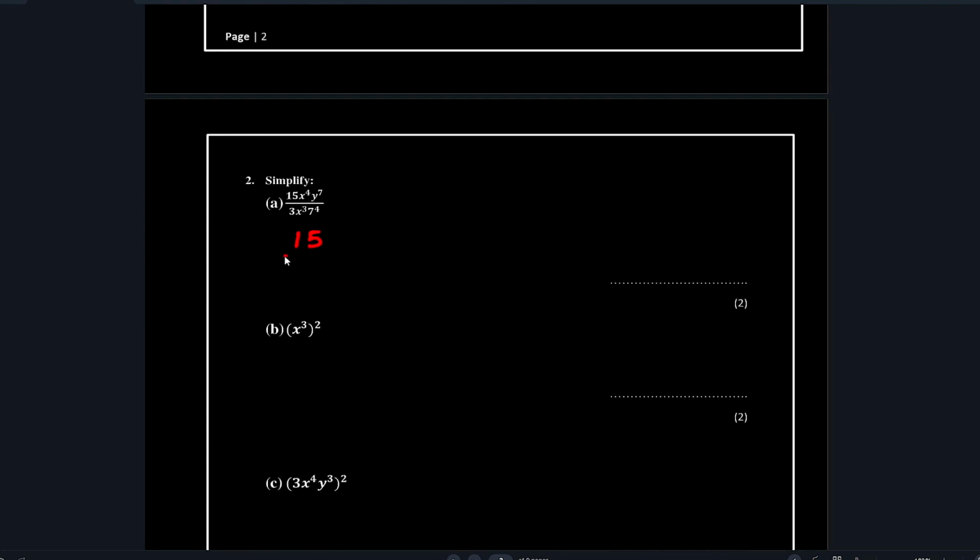Now let's go ahead and try to rewrite this so that you can see exactly what I'm talking about. So 15 and 3 will be 5. We'll have that. X power 4 divided by x power 3. Because this is division, we're going to subtract the powers. So therefore, 4 minus 3, we are going to get 1. So we are going to remain with x. And y power 7 and y power 4, because they are divided, we subtract the powers so that we are going to have y power 3.